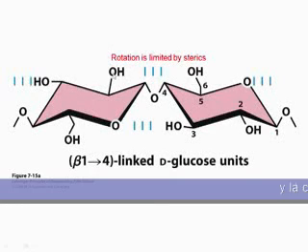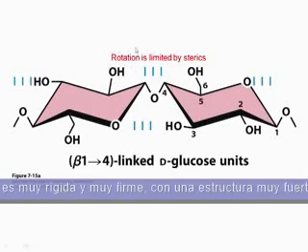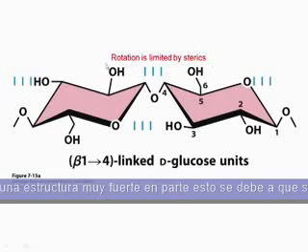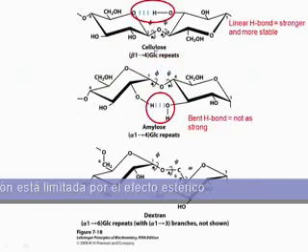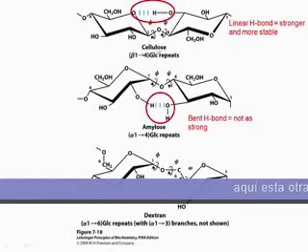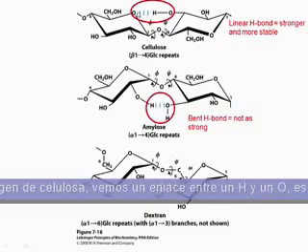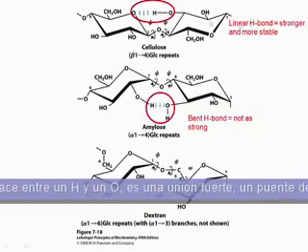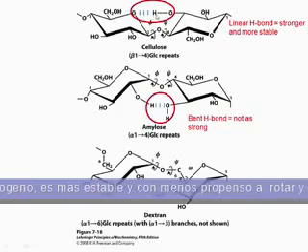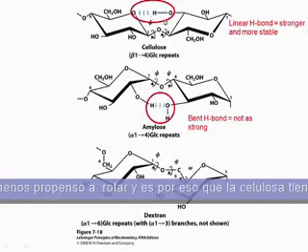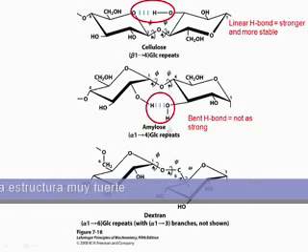Cellulose is very stiff, very firm, and has a very strong structure. Part of that is because rotation is limited by sterics. Here's another picture of cellulose, and we see that this hydrogen bond is a linear hydrogen bond. And so it's a strong bond. It's more stable, and so it's less likely to rotate. And therefore cellulose has a very strong structure.